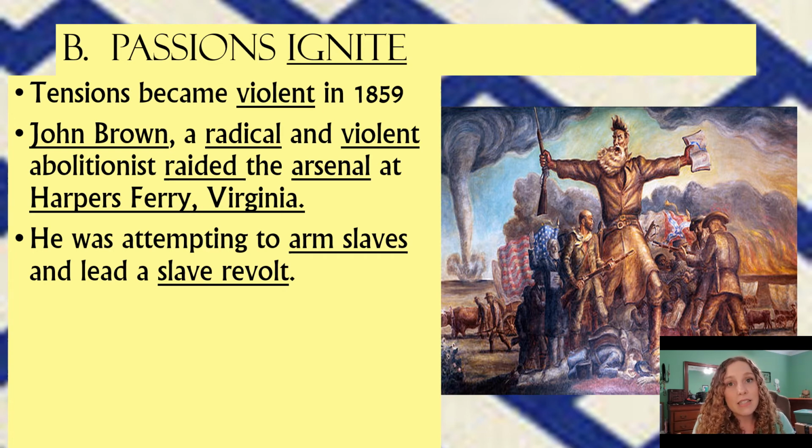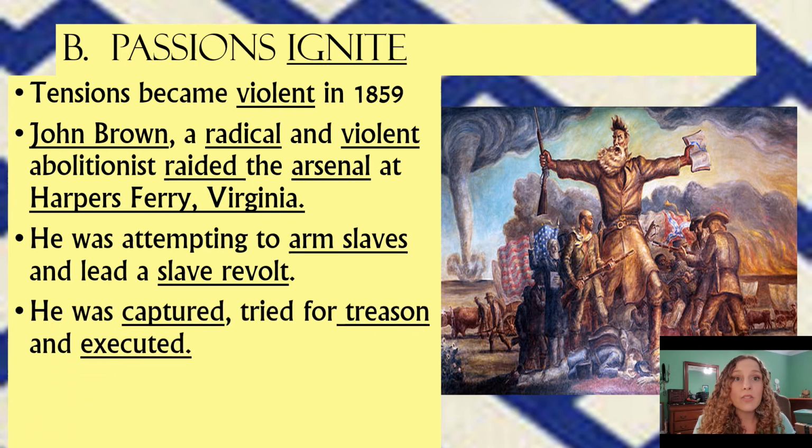Well, obviously it doesn't end that way. John Brown actually never even gets out of that arsenal. He storms the arsenal. No slaves come to join him. Marines are dispatched. He is captured. Some of his sons are killed in the process. He is put on trial for treason, is found guilty of treason, and is executed.